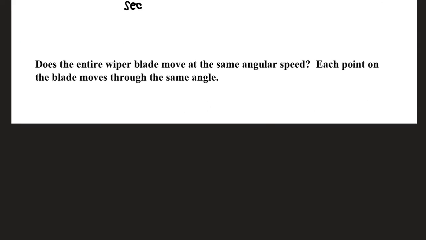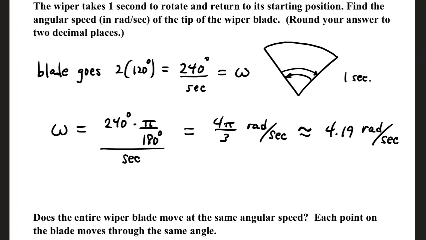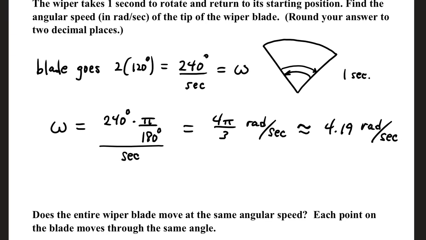Does the entire wiper blade move at the same angular speed? Each point on the blade goes through the same angle in that 1 second, 120 degrees each way. So any point anywhere on the blade is going to move at 4 pi over 3 radians per second. So the answer to the question is yes, each point on the blade moves through the same angle.